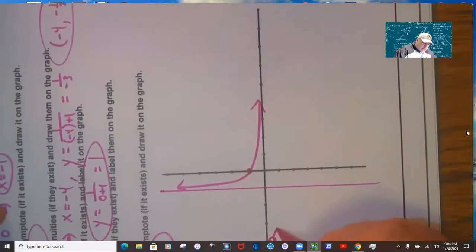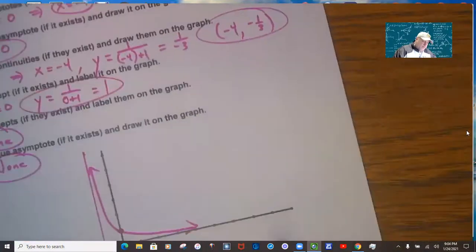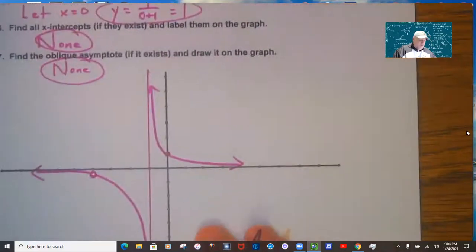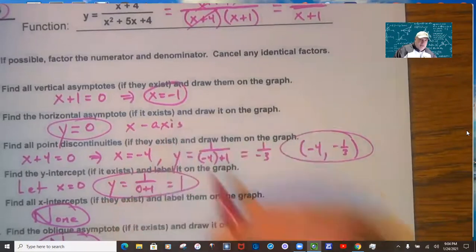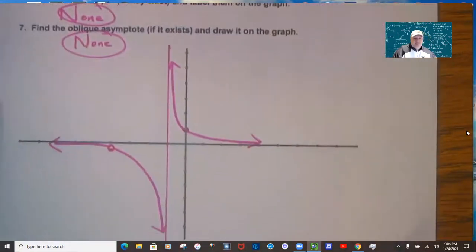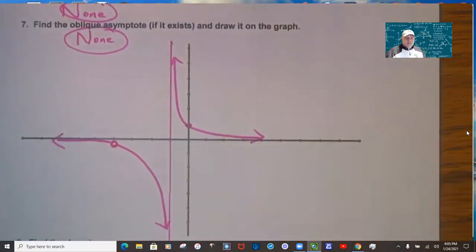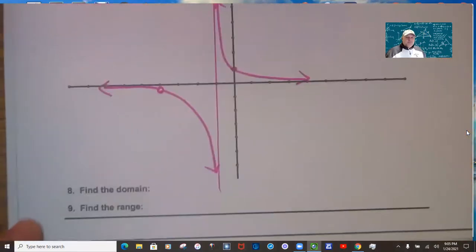And the x-axis, which is y = 0, is the horizontal. So I should have said that up here, x-axis. Whenever you get that, it's the x-axis. So that's the picture of the graph of this.